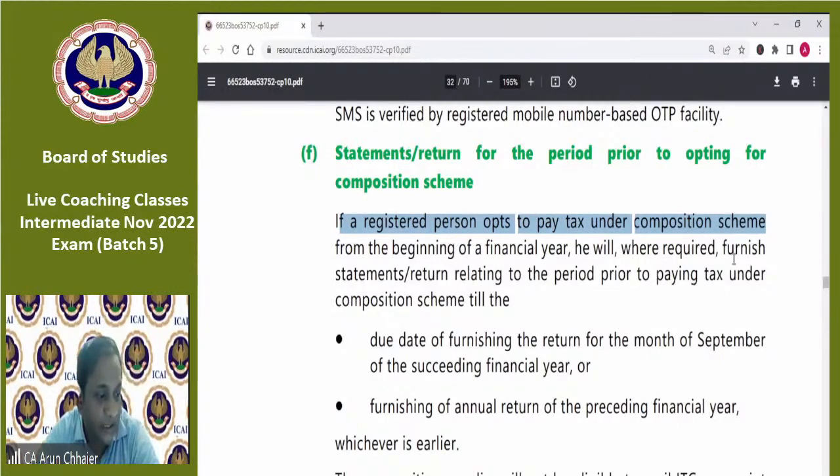So in case of the last quarter for the composition, what will be the due date for the CMP 08? 18th. Fixed. Say the last quarter ends on 31st March. So by 18th April, he has to furnish the CMP 08, and by 30th April, he has to furnish the GSTR 4.